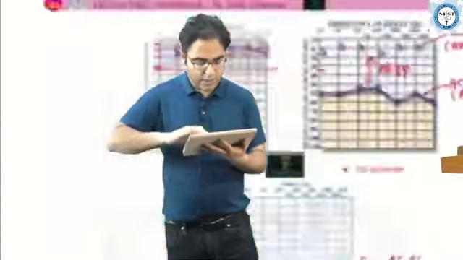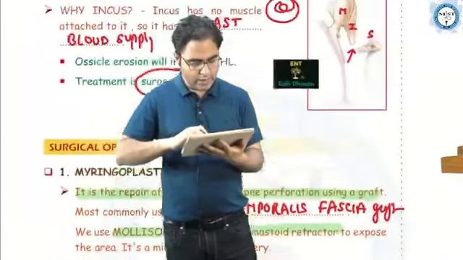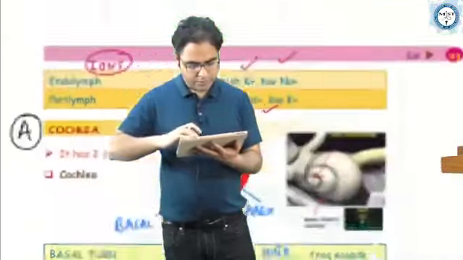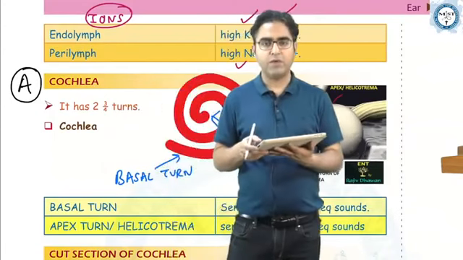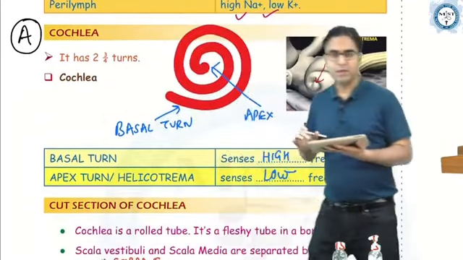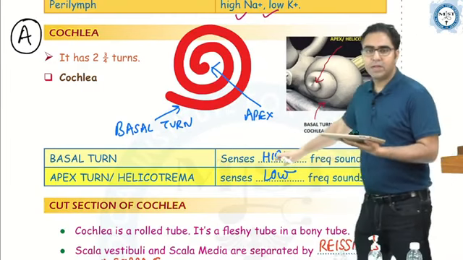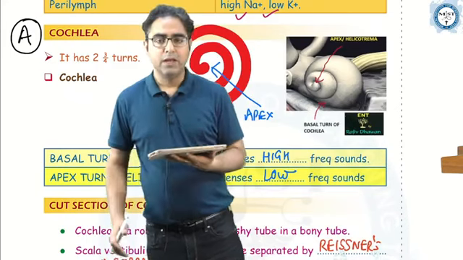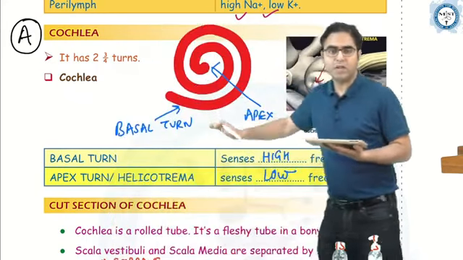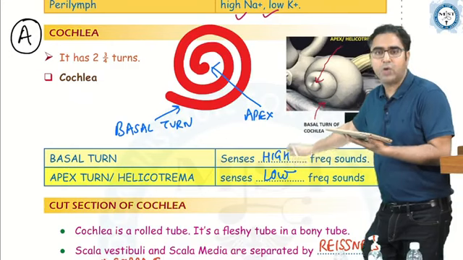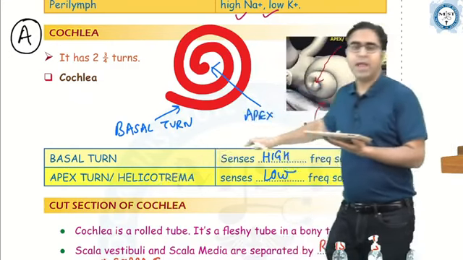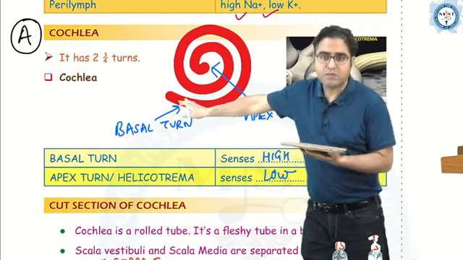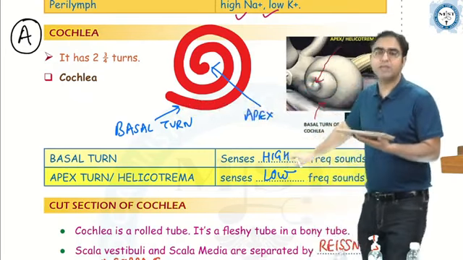Beta. Everybody, if you go back to your inner ear chapter, just go to page number 113, beta. Please see basal turn of cochlea. Do you remember? Basal turn of cochlea senses high frequency sound, apex senses low frequency sound, and that's why noise, age and drugs damage the basal turn of cochlea first. Therefore, they cause high frequency SNHL in early stages.